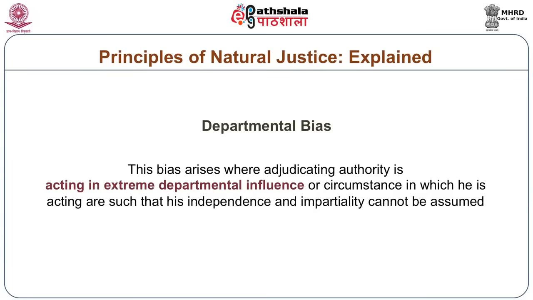Finally, we come to departmental or official bias. This kind of bias arises when the adjudicating authority, so the third party, the judge, is acting under extreme departmental influence or circumstances where his independence or impartiality can't be assumed. So let's take the case, for example, that a judge is attempting to decide between a litigant who is challenging the judiciary. So we can take, for example, a contempt of court case.